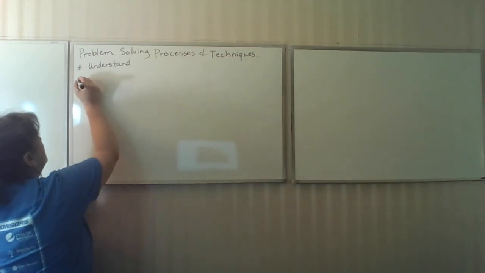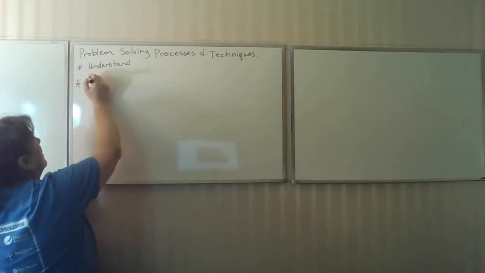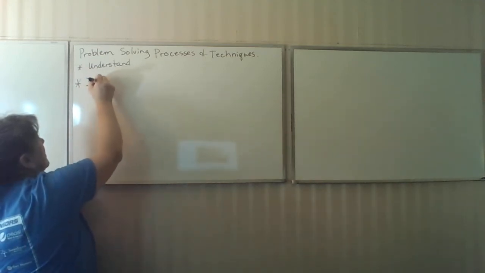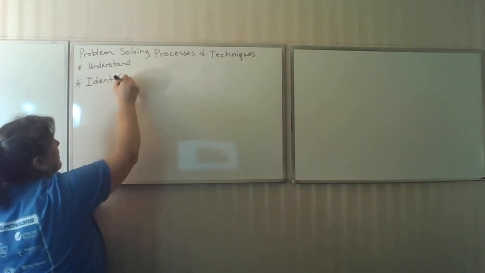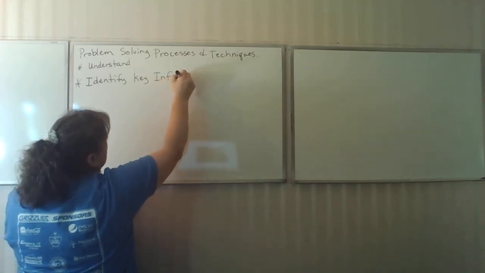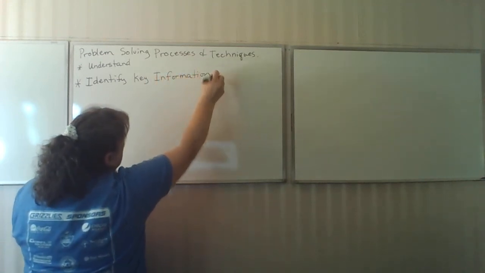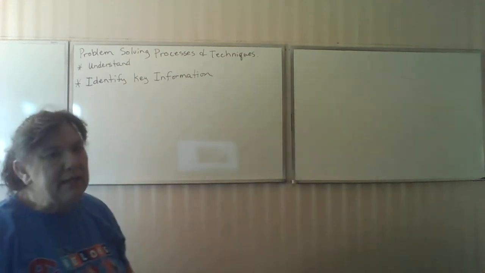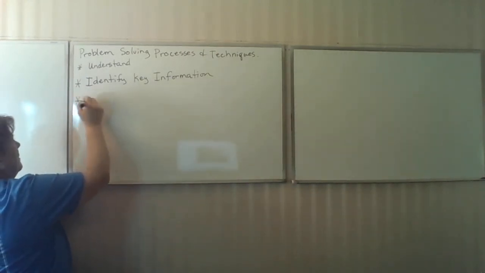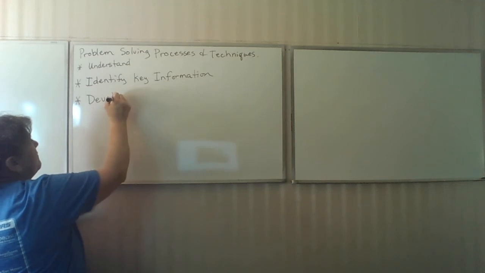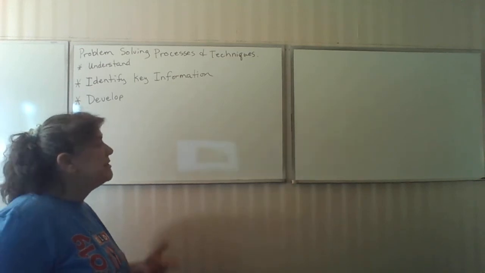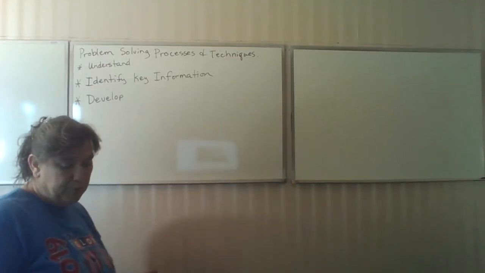And then, once you understand the problem, you need to identify key information. Just like I already mentioned, identify that key information. Ask yourself, how is it interacting, if you can see that. The next step is to develop a plan. When you identify your key information, you can underline it, you can highlight it. There's a lot of different ways you can approach that identification process.